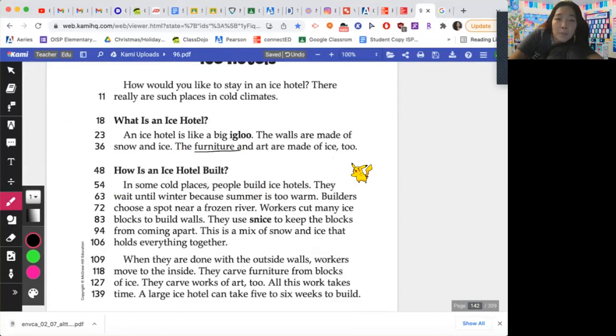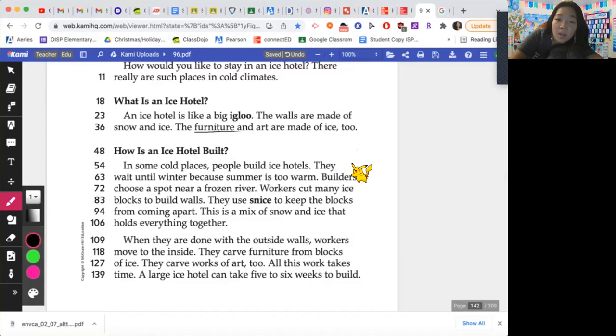How is an ice hotel built? In some cold places, people build ice hotels. They wait until winter because summer is too warm. Builders choose a spot near a... I don't know the word, so I'm going to underline it. River. Workers cut many ice blocks to build walls. They use snice. I said it, so I'm not going to underline it. Snice keeps the blocks from coming apart. This is a mix of snow and ice that holds everything together.